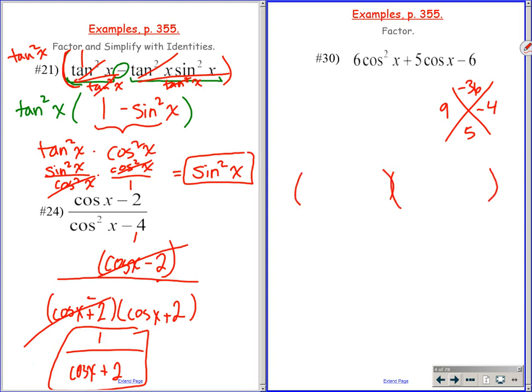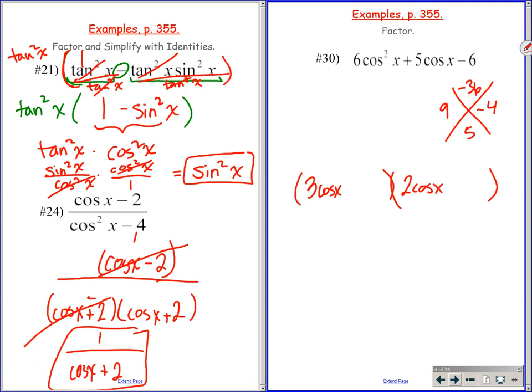Now we're in honors, so maybe. If I put a 3 cosine x and a 3 cosine x, and I put a... Well, I guess that doesn't totally work, does it? Wait. But I could put a 2 cosine x, and it used to make a 6.